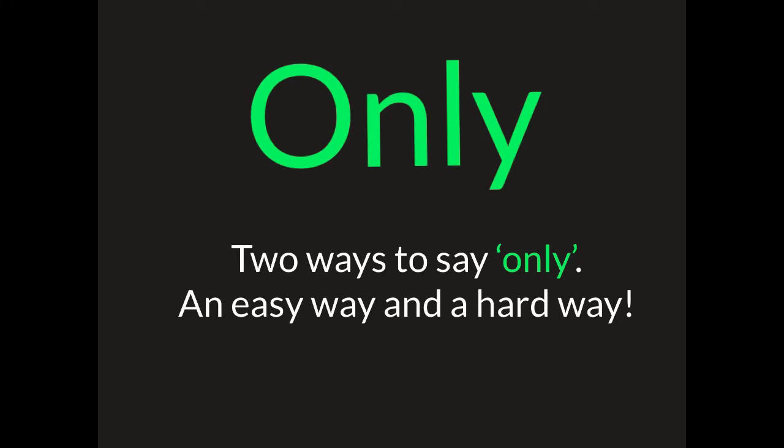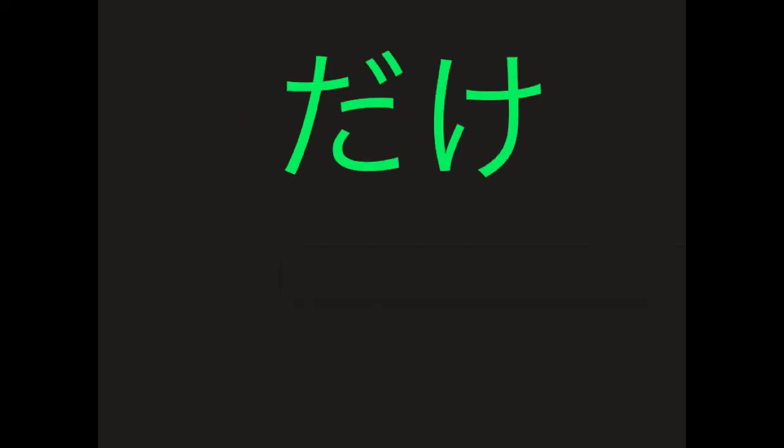We're going to look at how to say only in Japanese in this video tutorial. There are two ways to say it. One way is quite easy, and we'll start with that, but the second way is a little bit challenging. The easy word is dake, only.